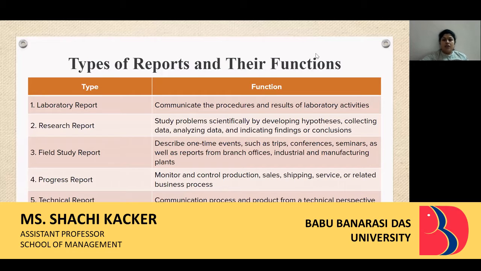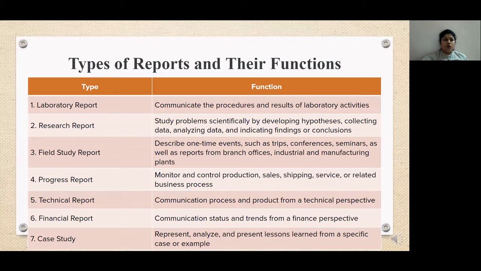Hello students, today we are going to start the next part of our report, that is types of report. Report, as we have gone through, communicates certain information. Today we are going to study the different types of report and their function. As you can see in this chart, it is divided into two parts. First is type, and the second section talks about the functions, that is, what it actually communicates.